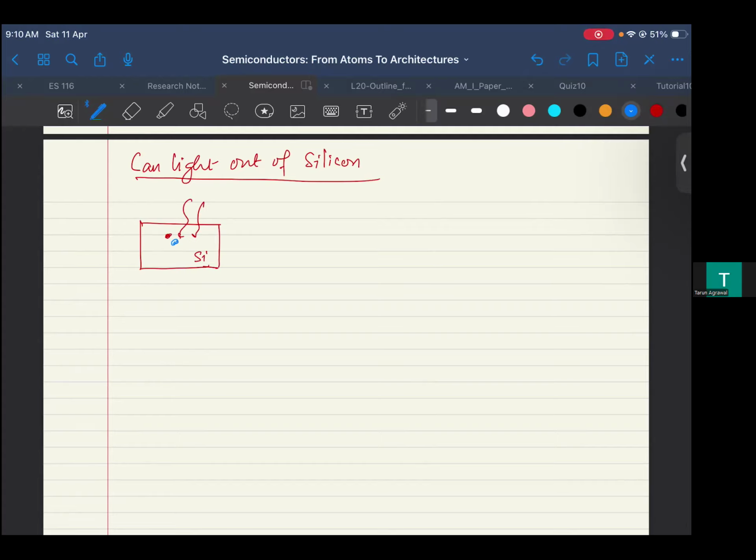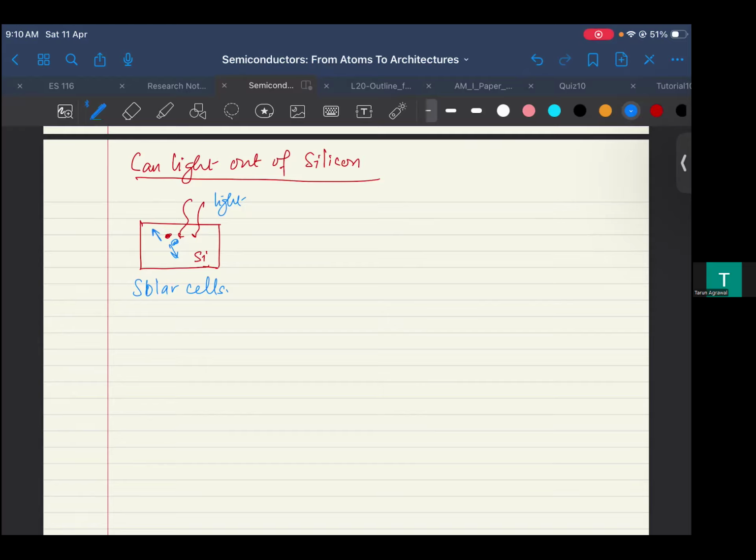And when we put in an electric field or some kind of junction where we can separate them out, then there is a possibility that we can generate some current using this light. That is one of the things we saw as a guiding principle in solar cells. Now we are going to talk about something opposite of that.